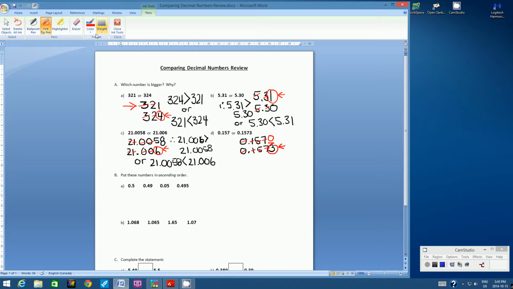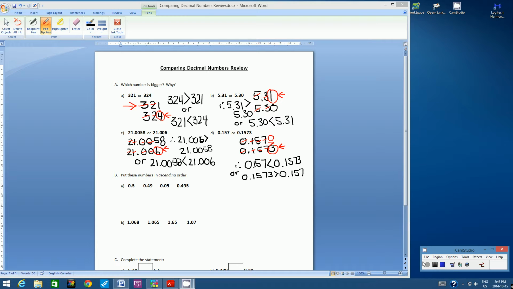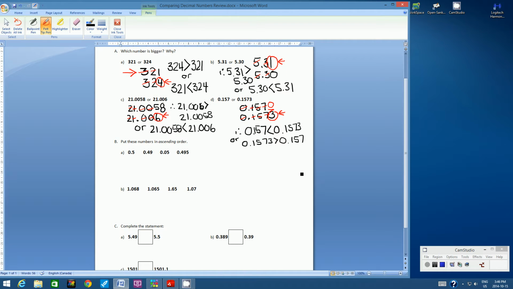We're going to circle that. And then let's write our therefore statements. Therefore, 0.157 is less than 0.1573, or 0.1573 is greater than 0.157. Okay? Okay, so let's move on to section B.